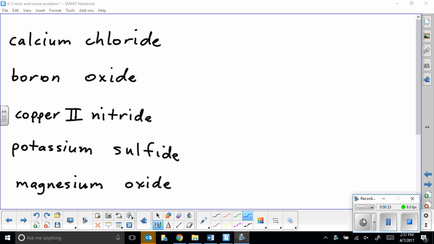Remember, we've got our 3 rules. All we need to do is follow those 3 rules. The first thing we do is we write the symbol of each element. So I'm going to write Ca for calcium, Cl for chloride. Then I'm going to look at my periodic table and figure out the oxidation numbers. We can use our numbers at the top, but we should be able to figure it out as well. Calcium is in group 2, has 2 valence electrons, wants to lose those 2. If it loses 2 electrons, it becomes charged 2+. And the chlorine wants to gain 1 to get to 8, so let's say 1-.